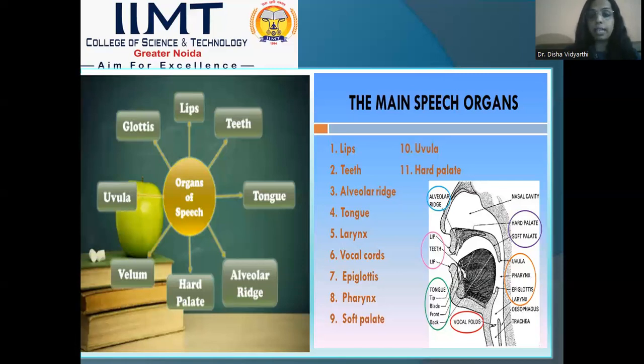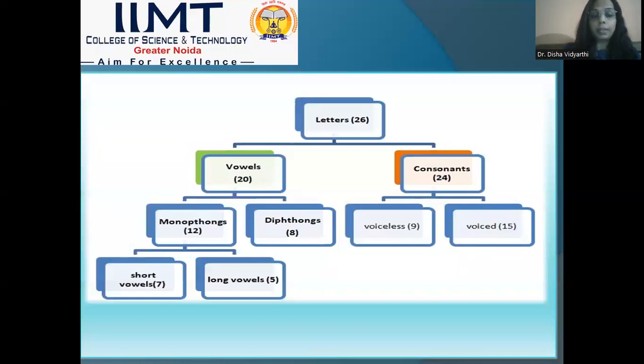Let's move on to the next segment after understanding the speech organs. Now we have come to the portion where we'll be understanding how many sounds there are under phonology in the sound system.